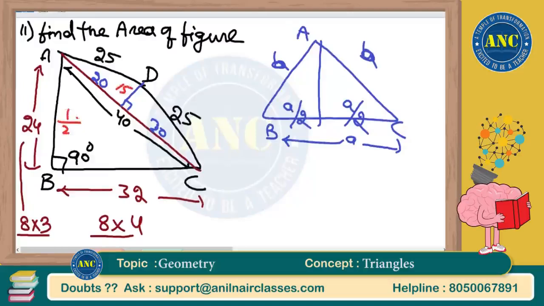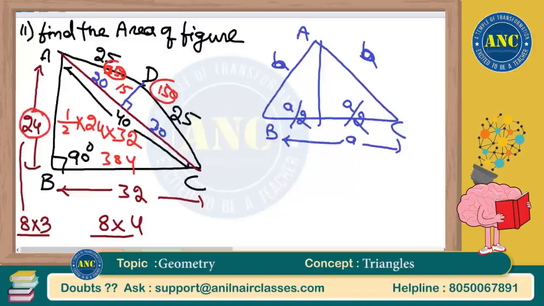So these are nothing but half into 24 into 32, which is 384. And half into 20 into 15 is 150, and the other is also 150, so together 300. I hope it is clear. 25, 25, it is given in the question.